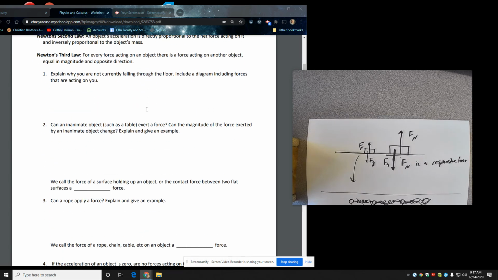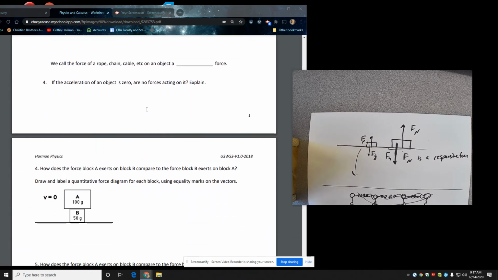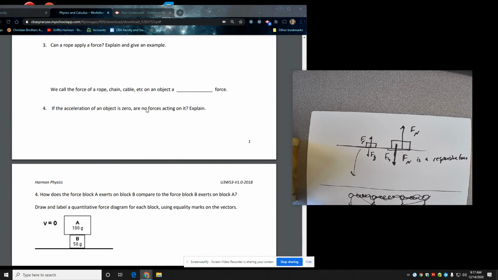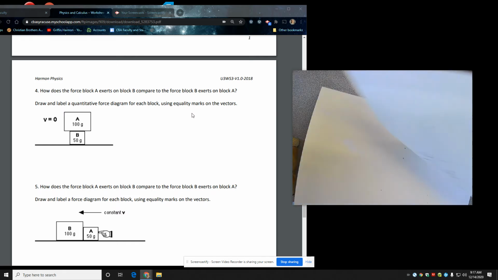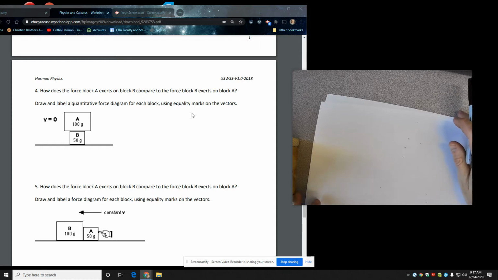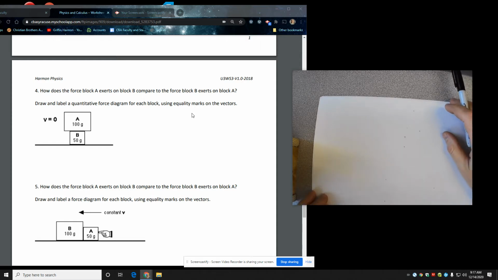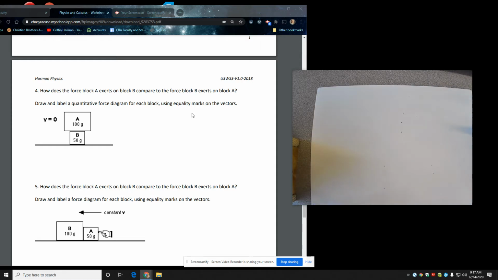All right, so let's go look at the back here. Now we started this in class, but again, those of you full remote, I just want to talk a little bit about this so you are all on the same page. Draw and label a quantitative force diagram for each block using equality marks on the vector.